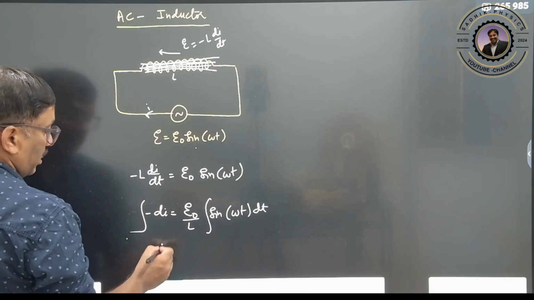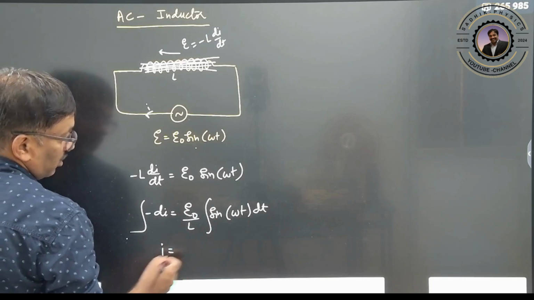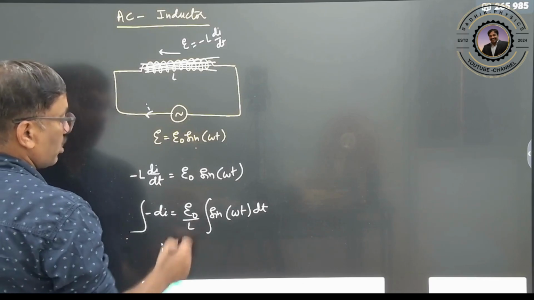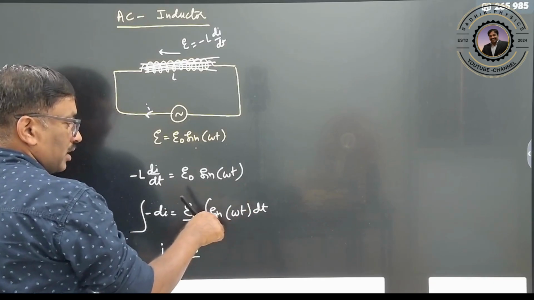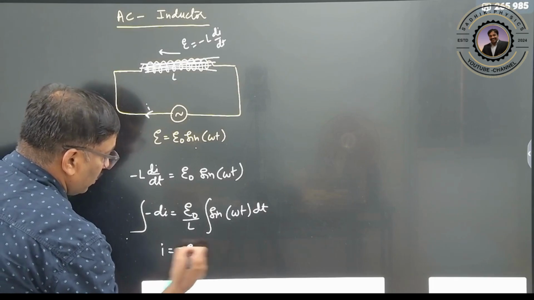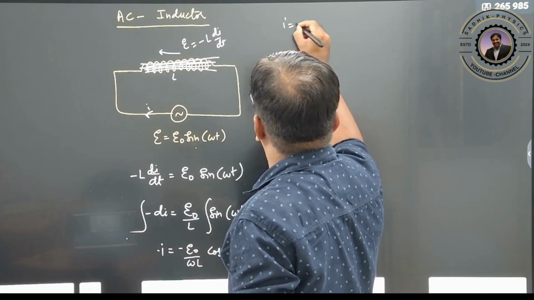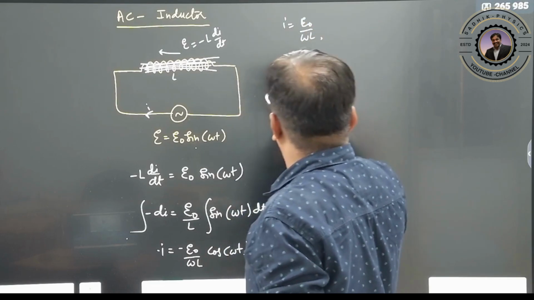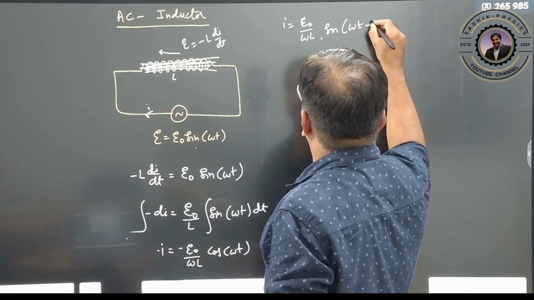So this will give us the current. Therefore here E naught into sine of omega t, integral of sine means minus cos. So minus E naught by omega L, integral of sine of omega t is minus cos of omega t divided by omega, right? So current I is equal to E naught by omega L into cos of omega t, and I can write it with the same sine, sine of omega t minus pi by 2.